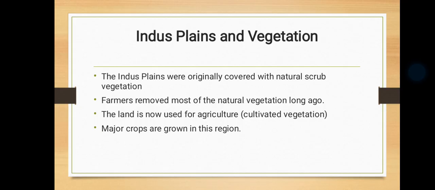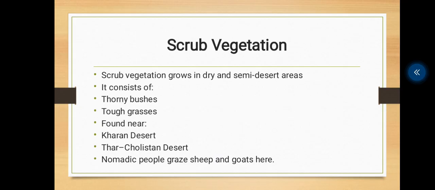Farmers grow many important crops in this region, such as wheat, rice, cotton, and sugarcane. Because of irrigation from the Indus River and its canals, this area has become one of the most productive agricultural regions in the country. Next, we will discuss the scrub vegetation.